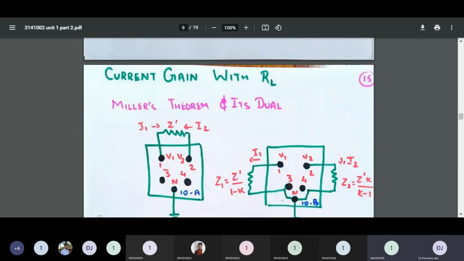Yes, sir. So it is all about Miller's theorem first. What is Miller's theorem? So I don't have any idea.